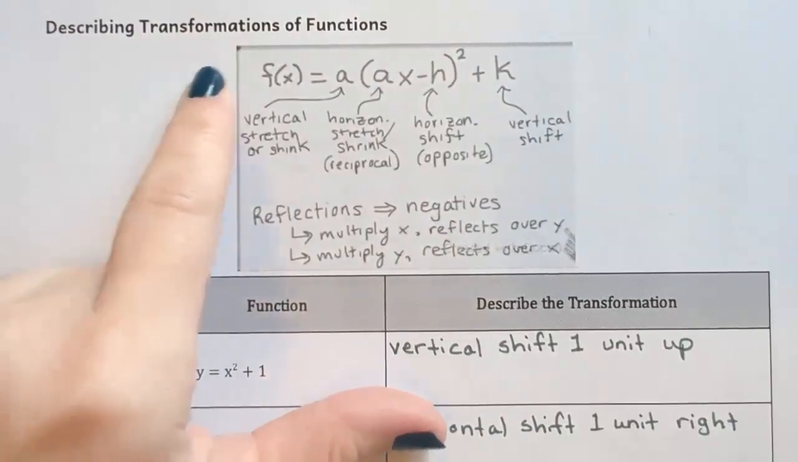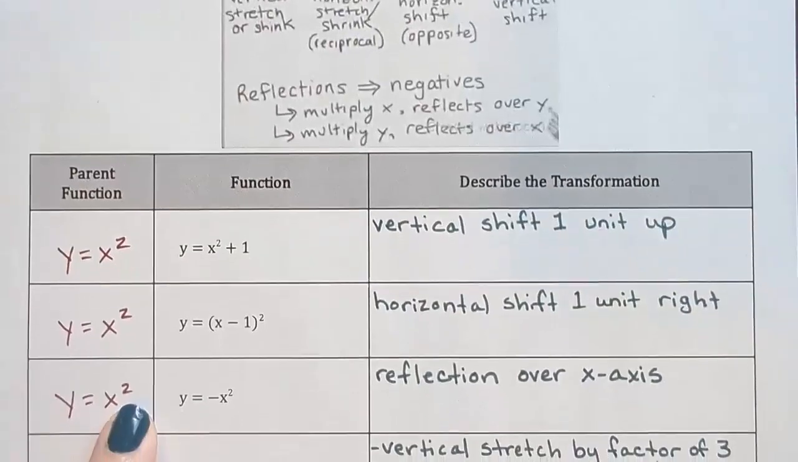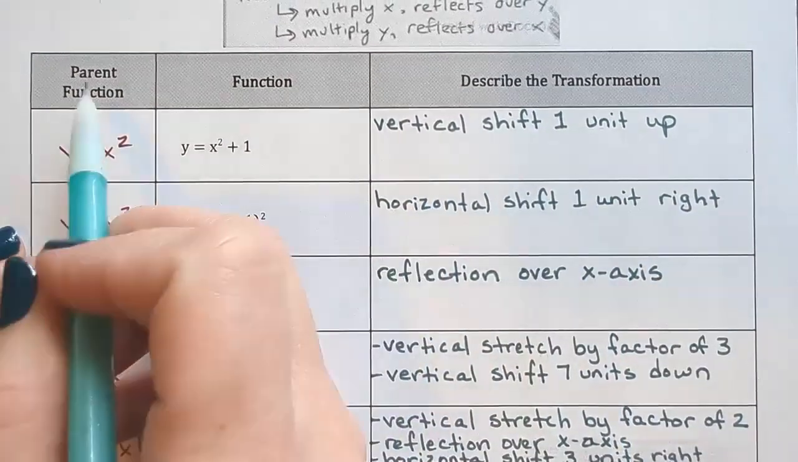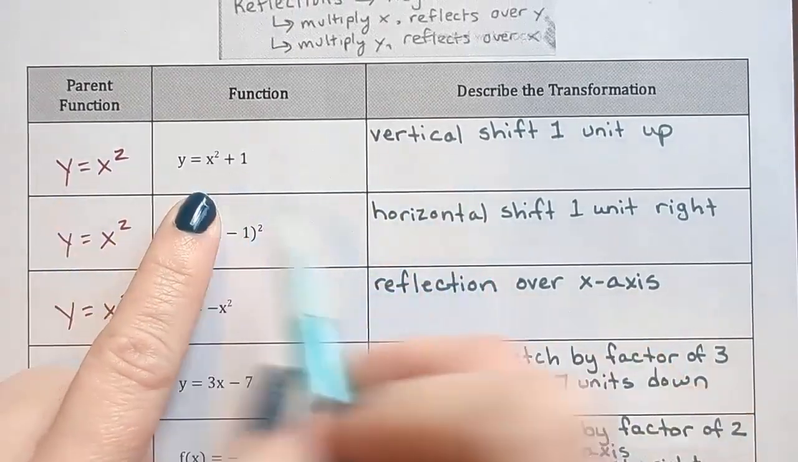This video is on describing transformations of functions, and I will describe this after we've done several examples. So I have already described the transformations here, and I've written the parent functions here. So how to tell these things looking at this.